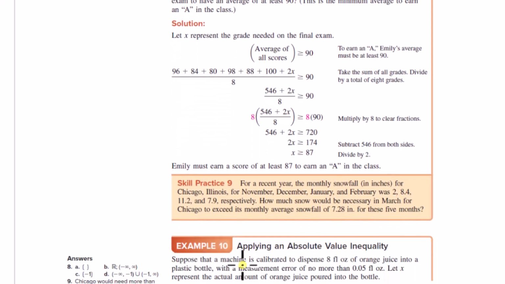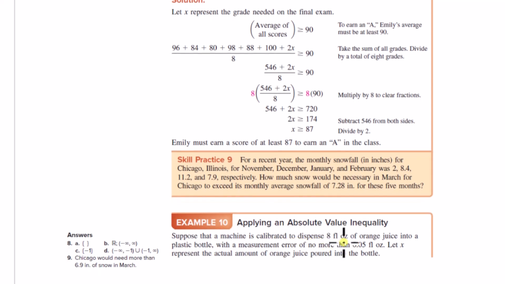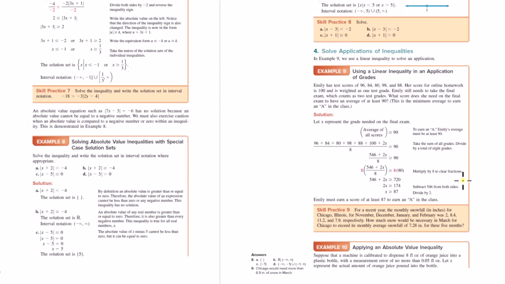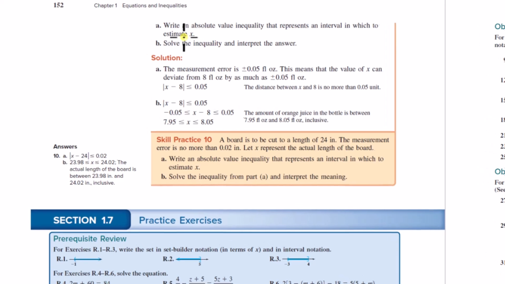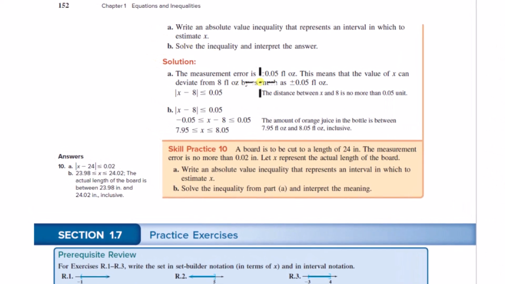So suppose that a machine is calibrated to dispense 8 ounces of orange juice into a plastic bottle. Okay, so ideally it would dispense exactly 8 ounces with a measurement error of no more than 0.05 ounces. That's the measurement error. Let x represent the actual amount of orange juice poured into the bottle. Write an absolute value inequality that represents an interval in which to estimate x. Okay, so the measurement error is plus or minus 0.05 ounces, right? It's no more than this.